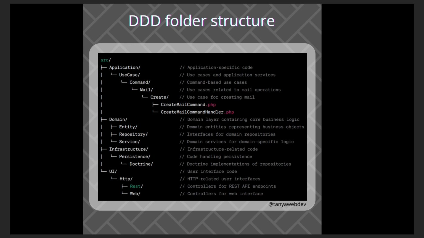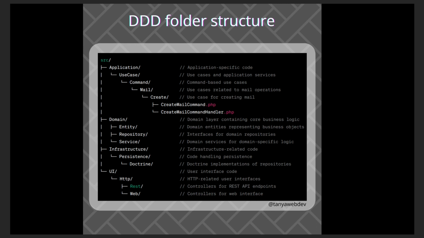UI. This folder contains the user interface code for the application, responsible for handling user interactions and translating them into use cases in the application layer. HTTP. Within this subfolder, we handle the HTTP-related user interfaces, which include REST API and web interface controllers.